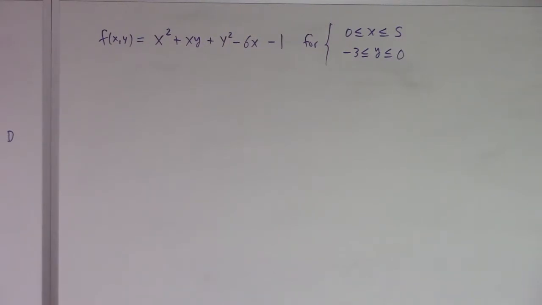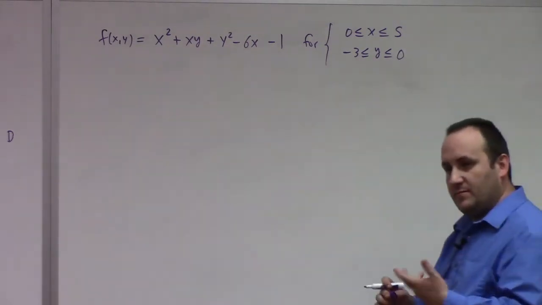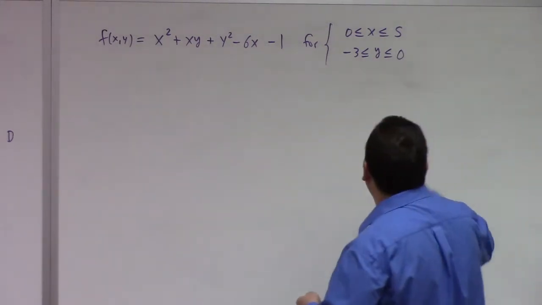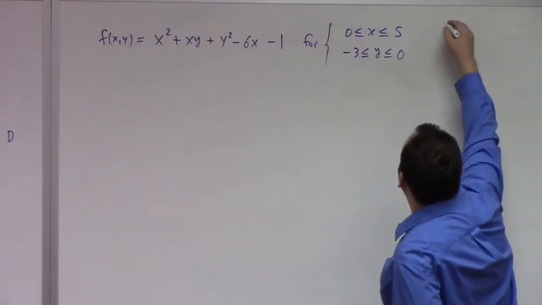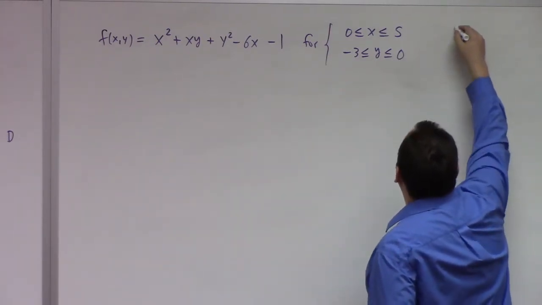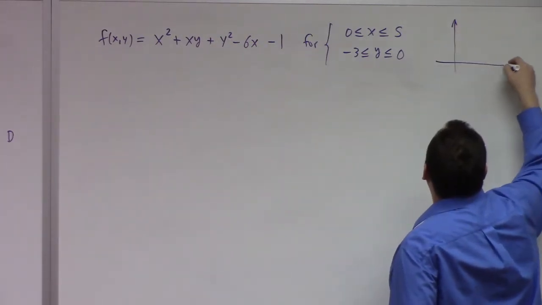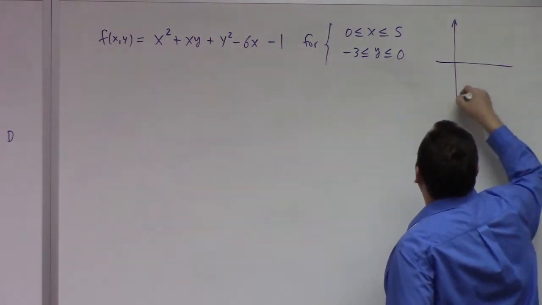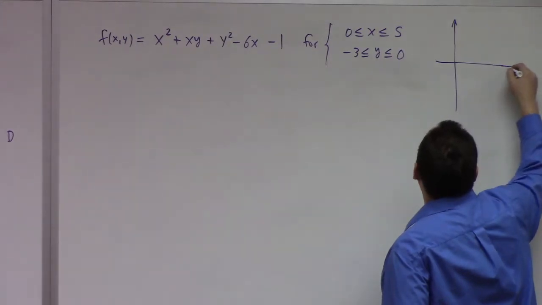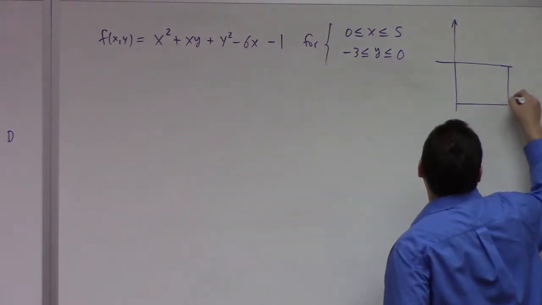So what do we do, guys? I think it's a good idea to draw a picture of the region that's bounding things to get a grasp of things before anything else happens. So this is a rectangle, right? So x is going from 0 to 5, and y is going from 0 to minus 3. So it's something like this, right?